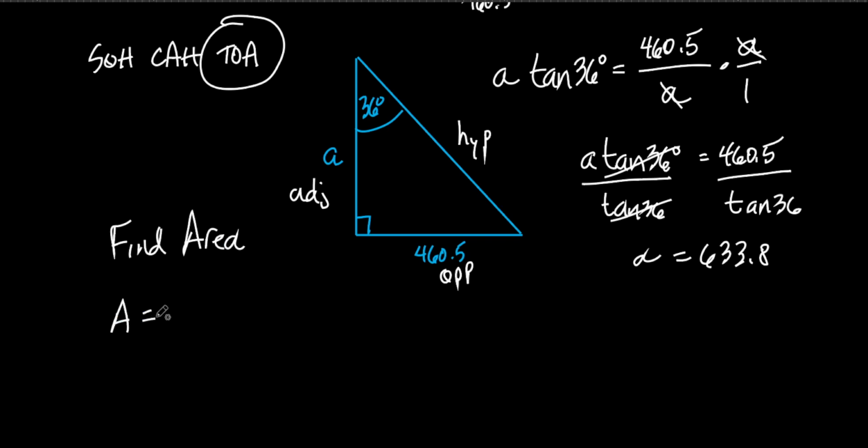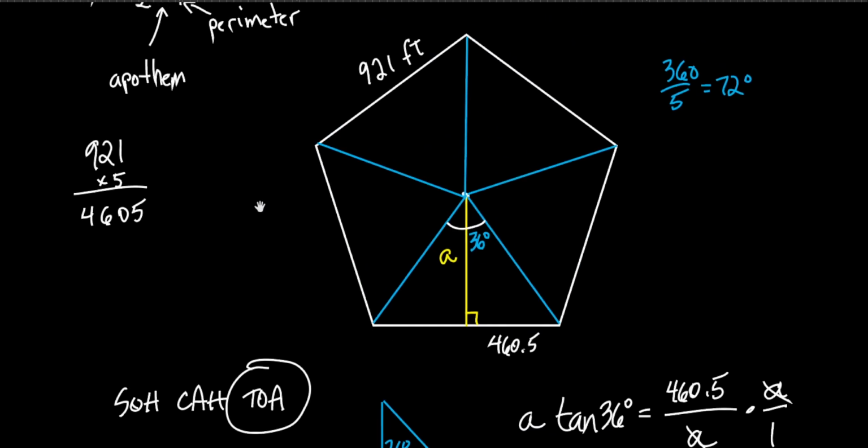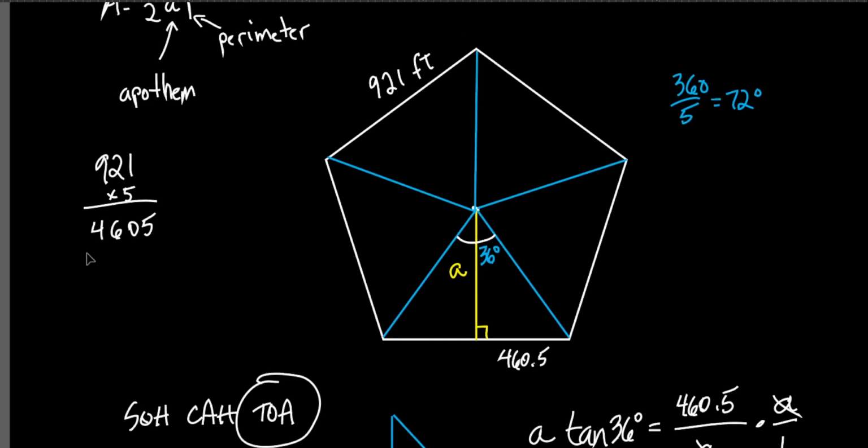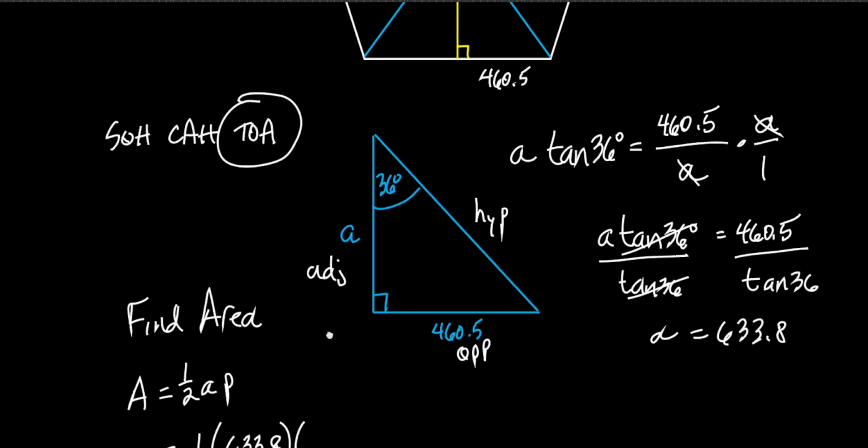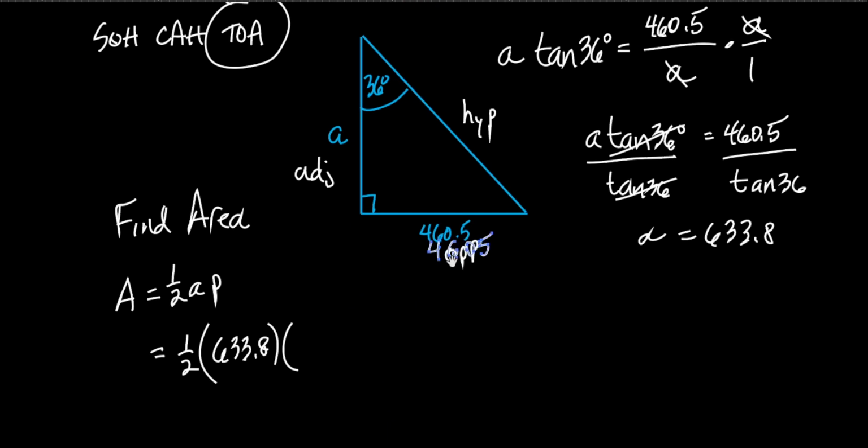And do you remember what the formula was? You probably have it written down. 1/2 the apothem times the perimeter. So it's just 1/2 times the apothem. What did we just find? We just found the apothem. So 633.8. We multiply it by the perimeter. We found the perimeter earlier, didn't we? Yeah. It's this one right here, 4605. So let's put that in there. Right there.